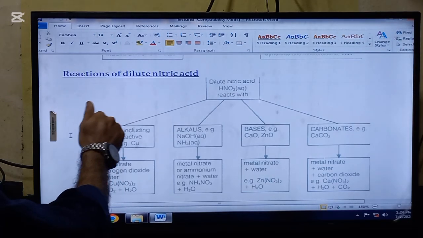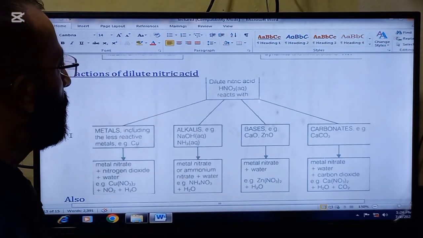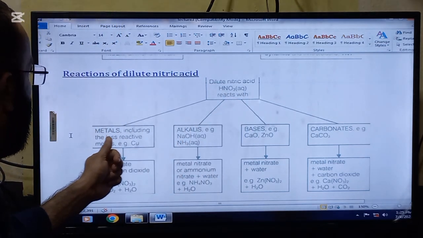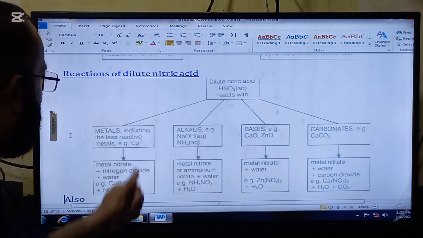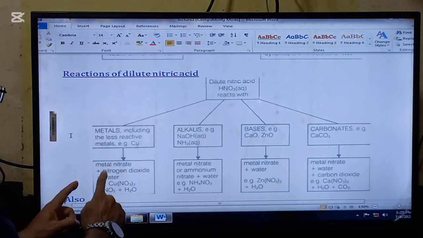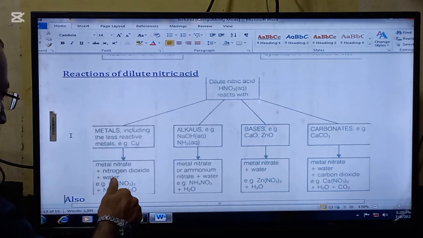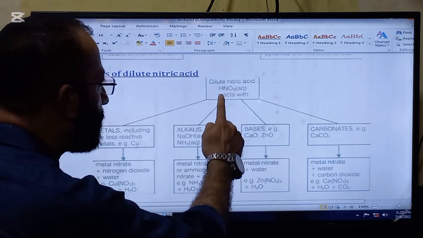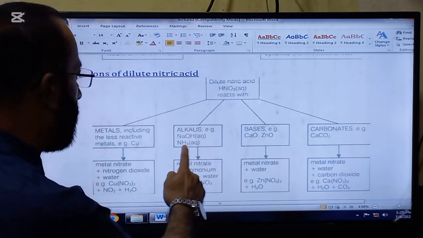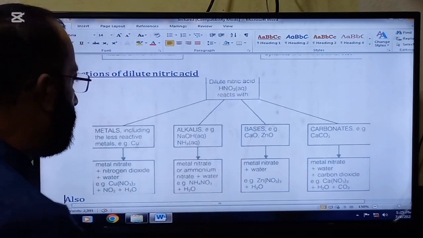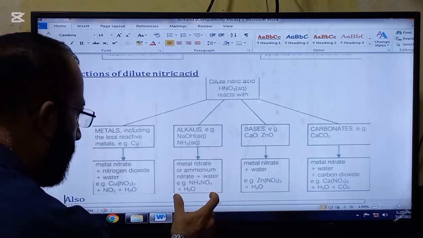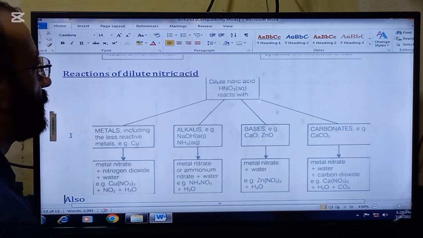Now we are going to read the reactions of dilute nitric acid. When dilute nitric acid reacts with metals, including the less reactive metals, for example copper, it forms metal nitrate, nitrogen dioxide and water. So here are the products. When dilute nitric acid HNO3 reacts with alkalis, for example NaOH, NH3, it forms metal nitrate or ammonium nitrate plus water, and here are the products.